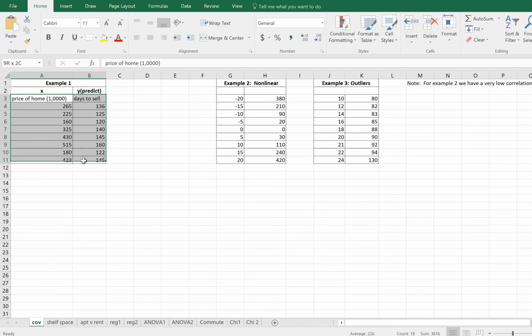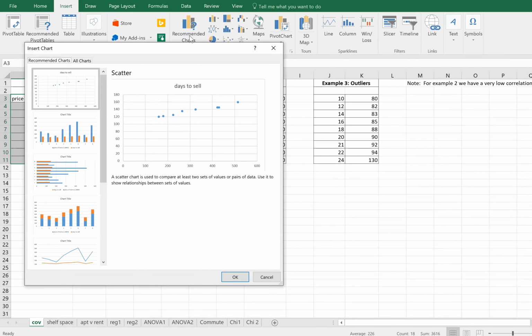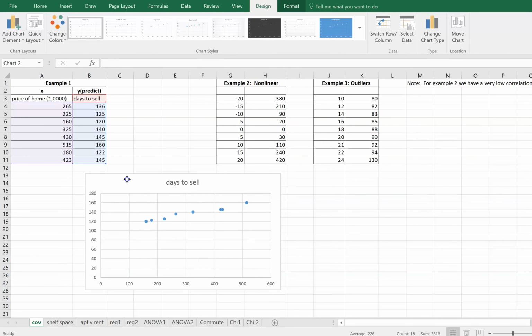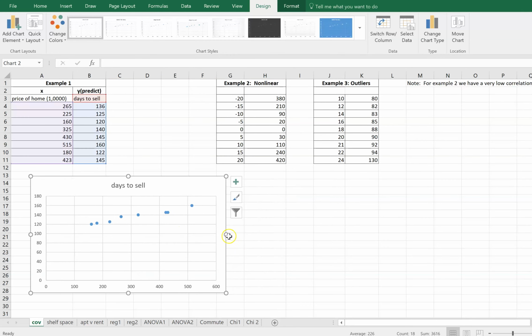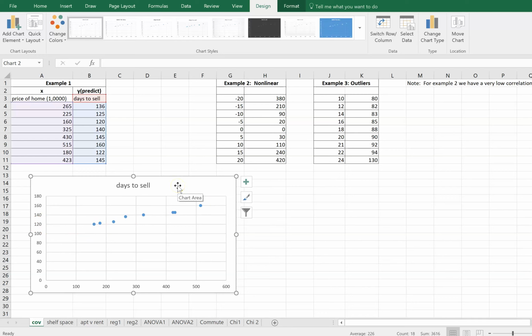If I highlight my data, and I want to draw a diagram, recommended charts, scatter should come up. If it doesn't, go to all charts and find scatter. So here's my scatter plot. Let's bring it out. So this is my scatter plot for my example 1. Not bad. It looks like my data is roughly in a linear line. So it seems like linear regression might be a good option. But before we get into any of that in my future videos, I want to talk to you about how we can measure the strength of this linear line if there was a linear line that passed through this data.